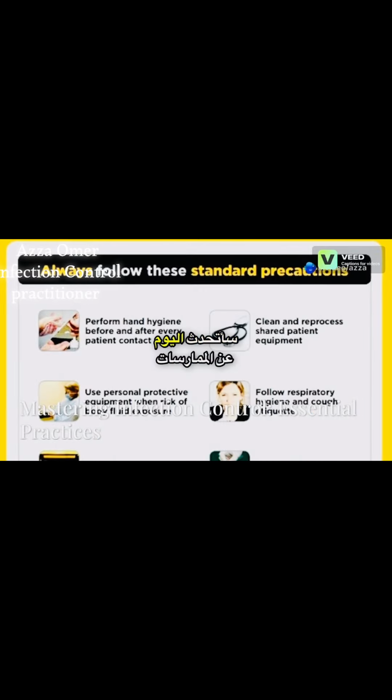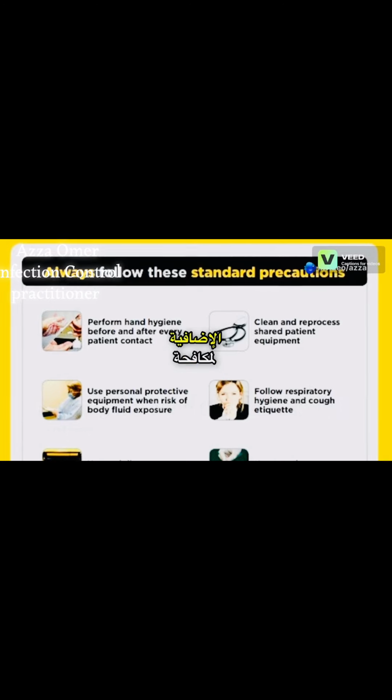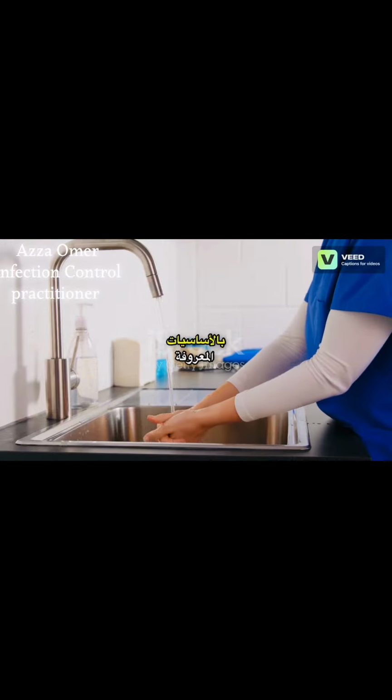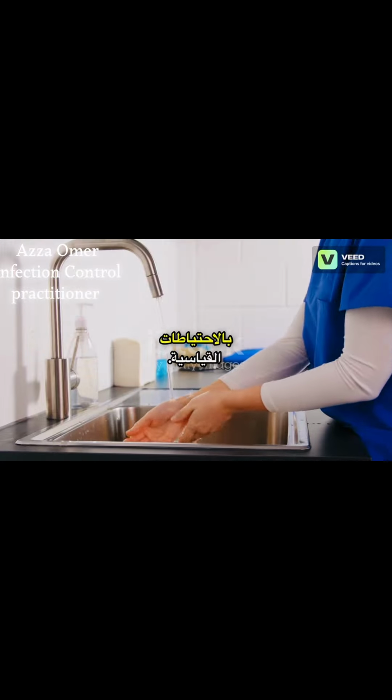Hello everyone, today I'm talking about standard practices and additional precautions of infection control to keep you and your patients safe. Let's get started with the basics, known as standard precautions.